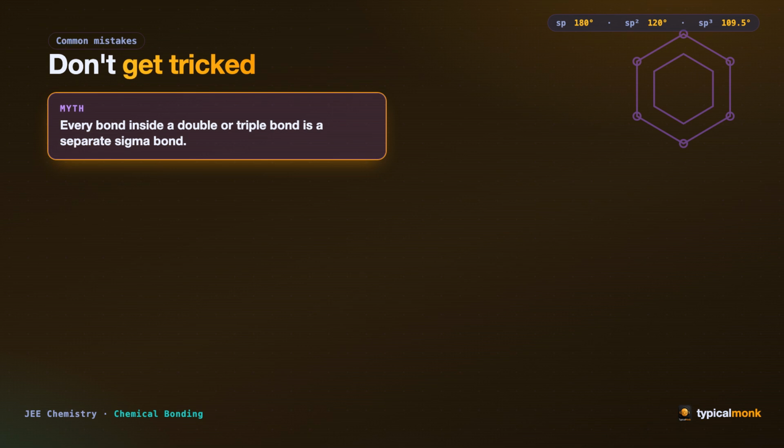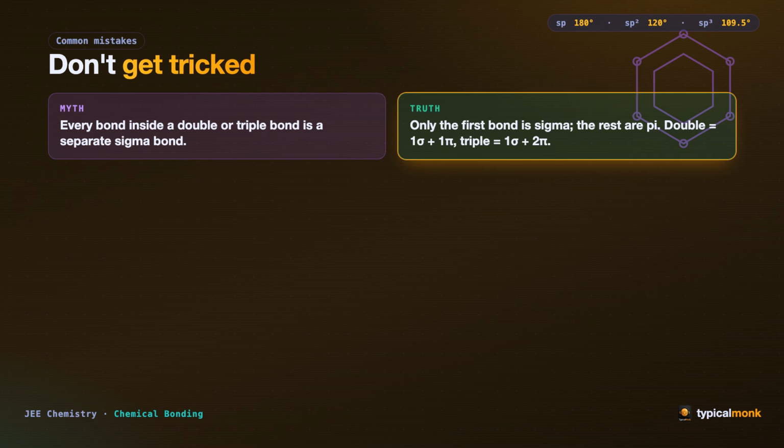Now let me save you some marks. 2 myths that trap thousands of students every year. Myth 1. Every bond inside a double or triple bond is a separate sigma bond. It feels natural to just count lines and call them all the same. David believed this for months. But here is the truth.